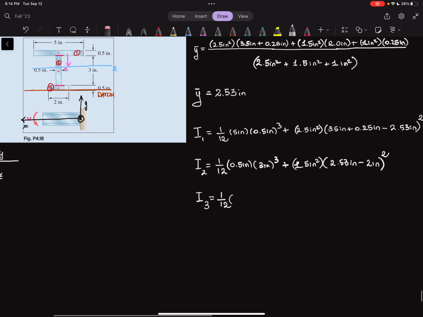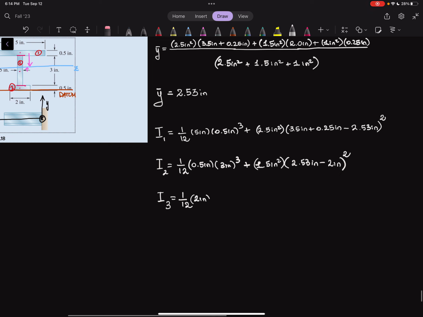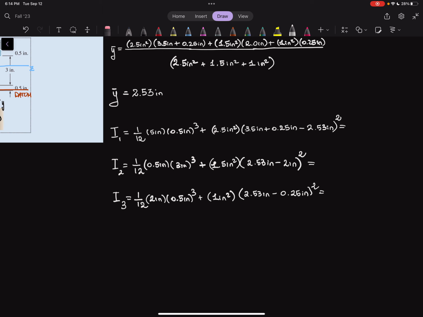Now we do the same thing for the third shape. So the base is 2 inches, 2 inches right here. The height is 0.5 inches cubed, plus the overall area is 1 inch squared. And we're going to do what now? Well, we're going to find this distance right here. So we're going to have to do our y, 2.53 inches, minus 0.25 inches. Look, we have it right here. And all of that is squared. All right, so now that we do that, let's plug it into the calculator. Let's see what we get. And hopefully we didn't make a careless mistake.